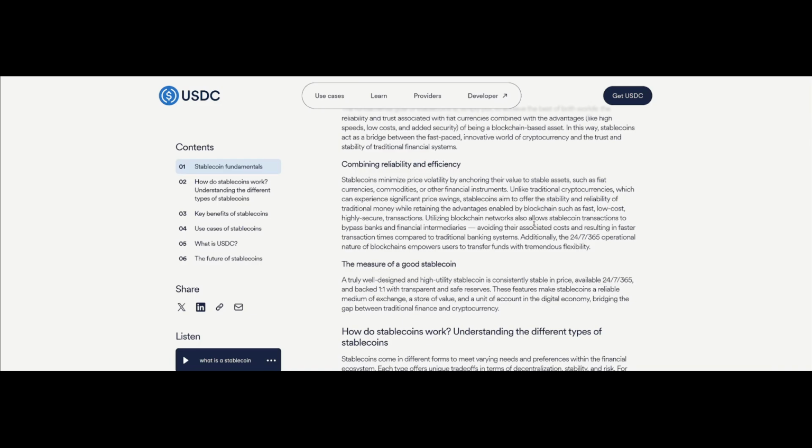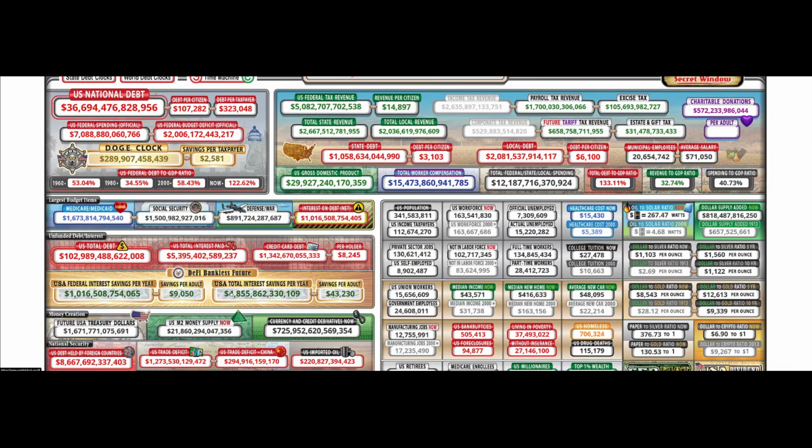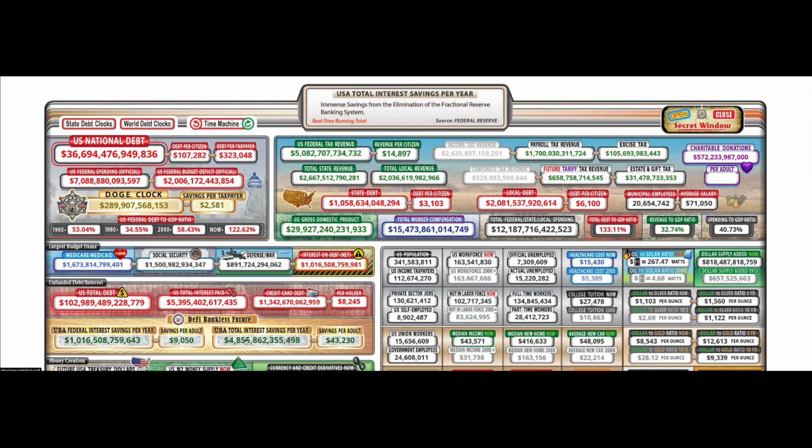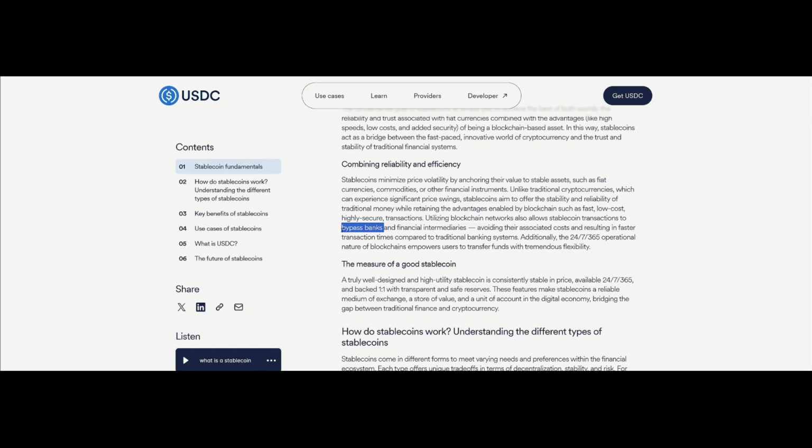Utilizing blockchain networks also allows stablecoin transactions to bypass banks. Bypass banks. Immense savings from the elimination of the fractional reserve banking system, who take fractional amounts of your money while doing transactions so they can fatten their pockets, right? Without banks. What's going to do that? USDC. Going to bypass banks, right?